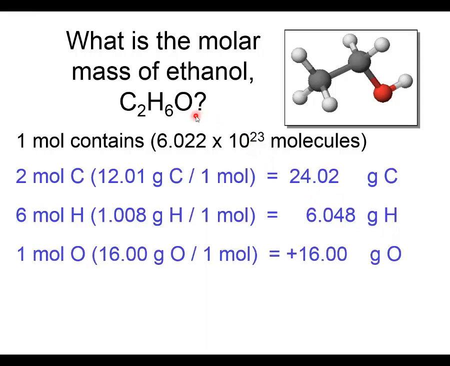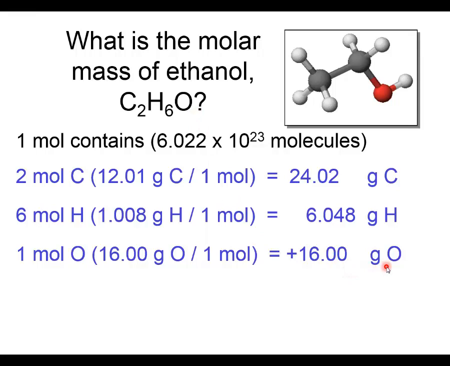Now, there's only one oxygen in the formula of ethanol, so we're going to take 1 mole of oxygen times its molar mass of 16 grams of oxygen for every 1 mole. Again, I'm getting the 16 from the periodic table. I'm getting the 1 mole here from the unseen subscript that's understood as a 1 after the oxygen. So that tells me there's 16 grams of oxygen for every mole of ethanol.